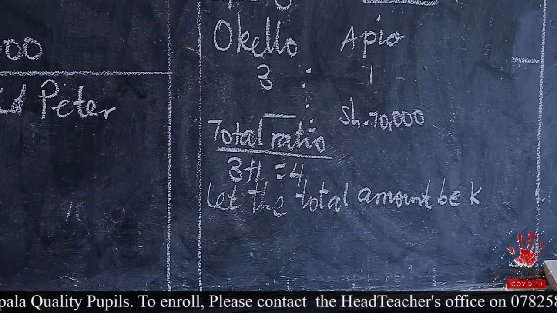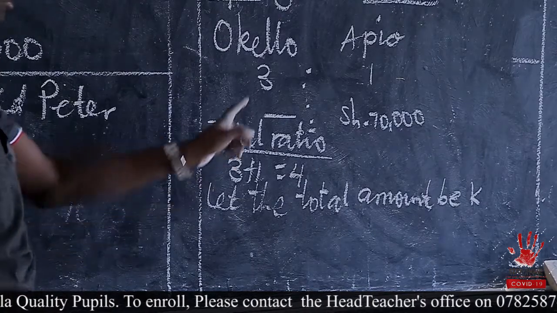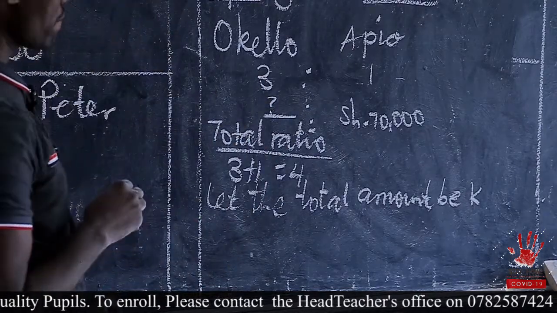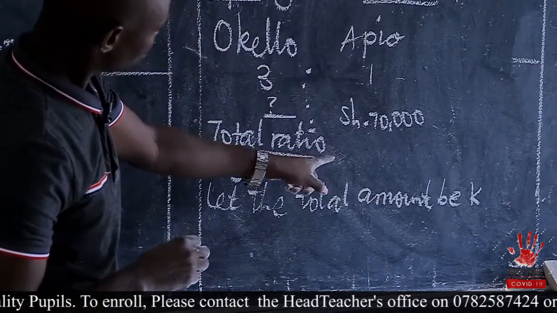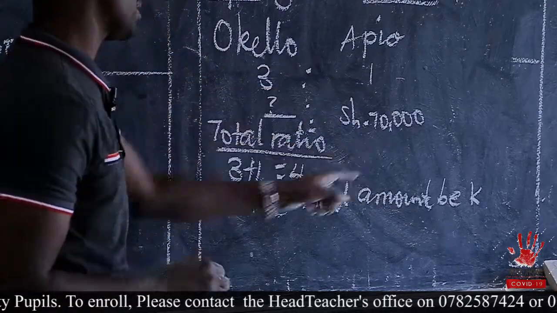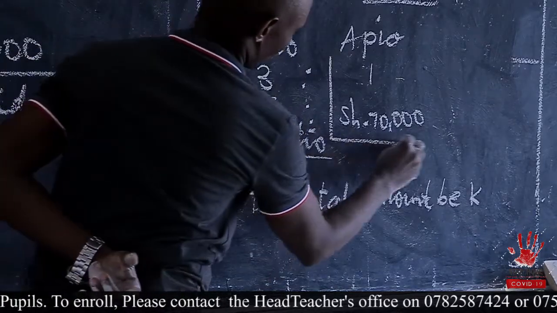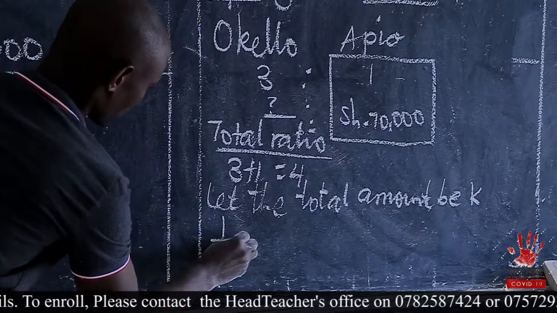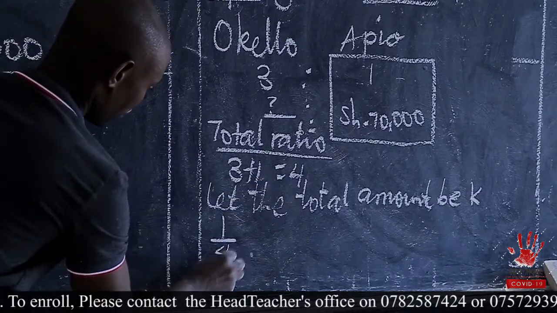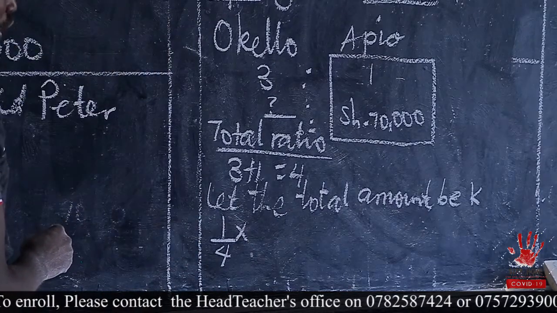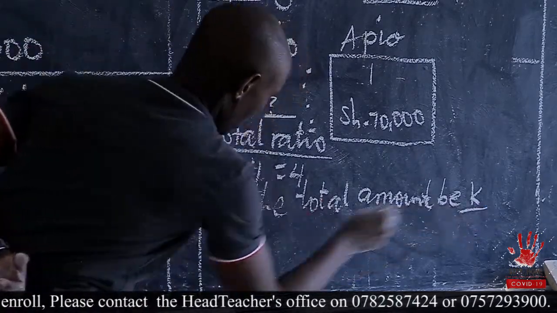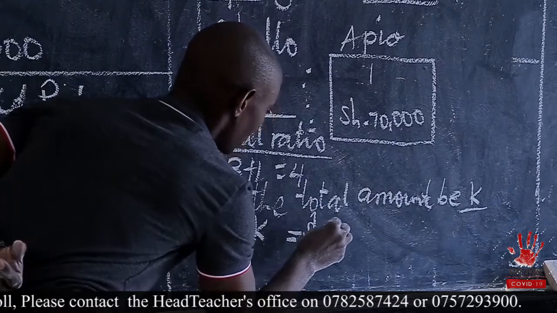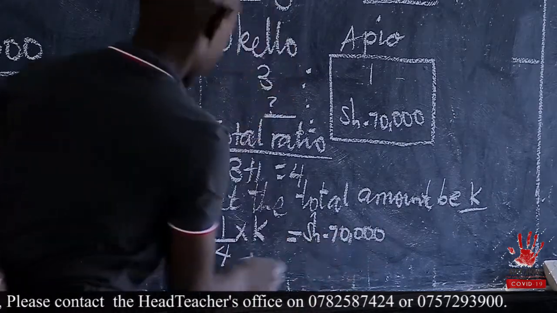Okay. So where am I going to concentrate? Am I going to concentrate on Okero? No, because I don't have Okero's share. What about Appeal? We have the ratio and the amount. So it means my concentration is going to be on Appeal. So Appeal has 1 out of the total ratio, which is 4, times the total which they are supposed to share. And I have assumed it to be K. And this one will give me Appeal's share, and Appeal's share is 70,000 shillings.